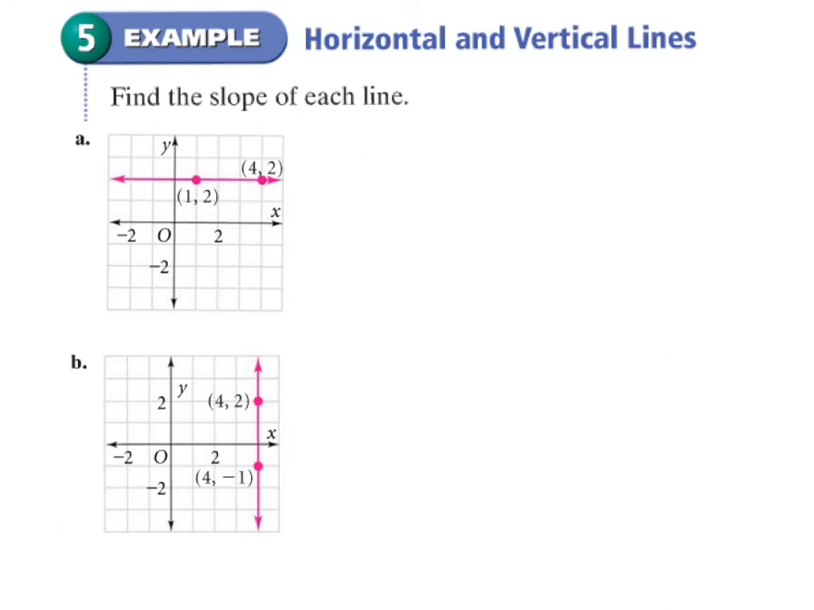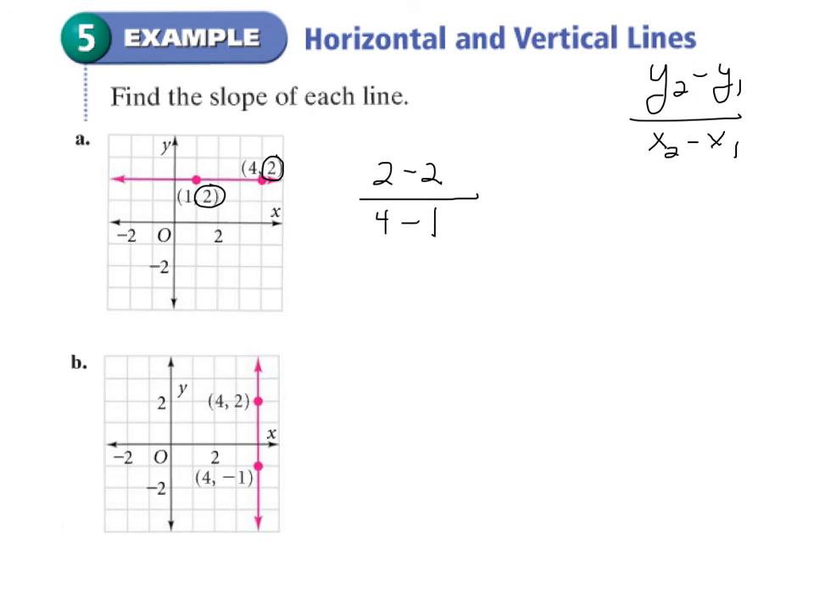All right, the last thing we're going to go over. The last thing is horizontal and vertical lines. This is the last example we're going to go over. Now, in A, we have a horizontal line. If you found the slope here, remember, subtract the y's on top, subtract the x's on bottom. So if you remember our slope, y2 minus y1 divided by x2 minus x1. So if we subtract our y values, you're going to get 2 minus 2. If we subtract our x values, 4 minus 1, that gives us 0 divided by 3, which is 0.